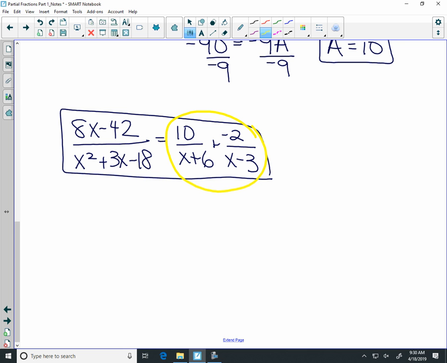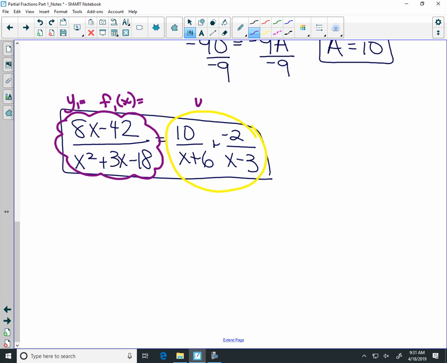Here's how I check it, especially since you have your calculator. Put this guy into your calculator. If you have a TI-84, you put that fraction in as y1. If you have an Inspire, you put that in as f1 of x. Just put it in as your first equation.